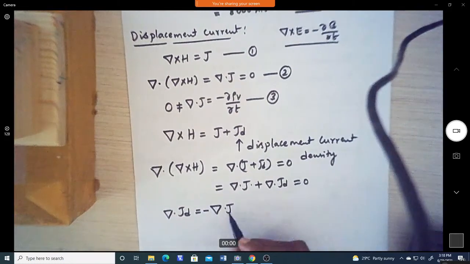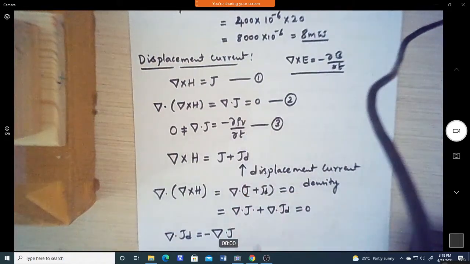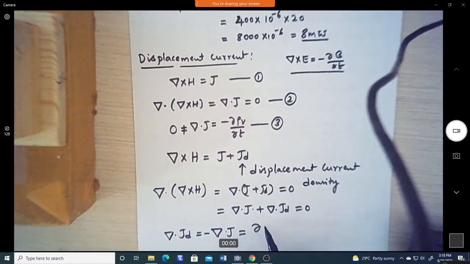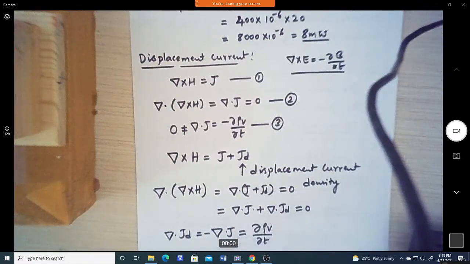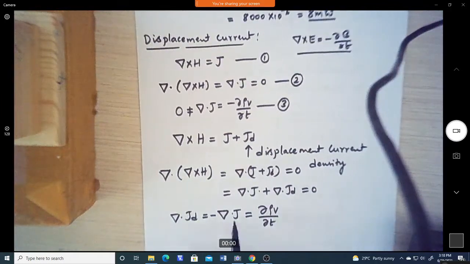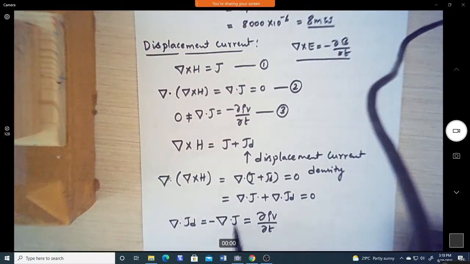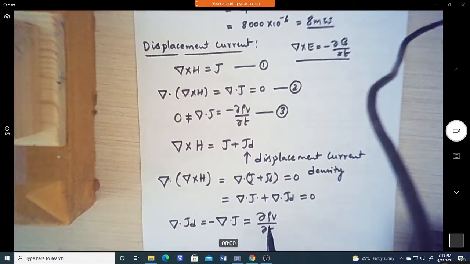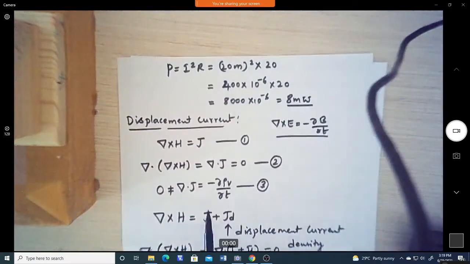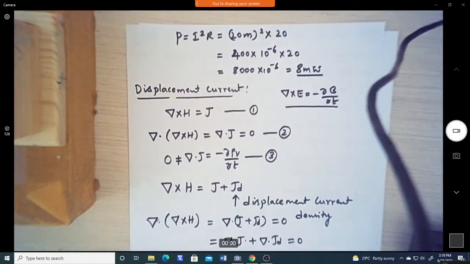We know from equation 3 that if you replace that, you are going to get del rho V by del t. That is the equation we have to modify, by taking the divergence in order to satisfy this condition. So we are taking the displacement current density equal to this. Now we have to determine or define this displacement current density, and whenever equation 3 should be satisfied, we have to equate this.